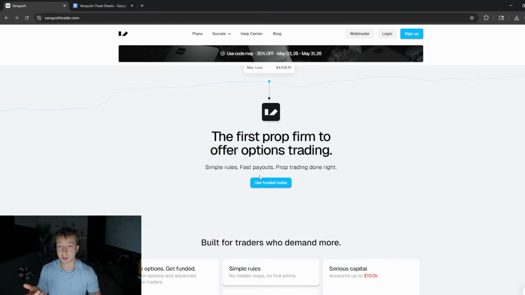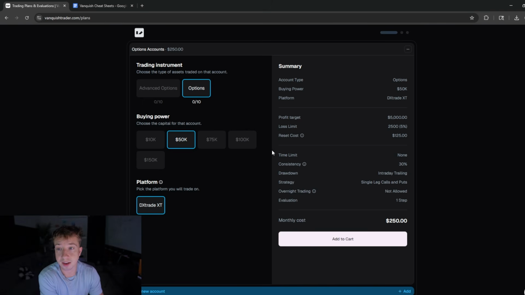So you guys can see this is going to be on the web page. We're going to get funded, and the biggest question I get asked is, what is the difference between basic versus the advanced? Well, there's a couple differences here. The first one is how they track drawdowns. So basically, how in the world are we blowing an account?